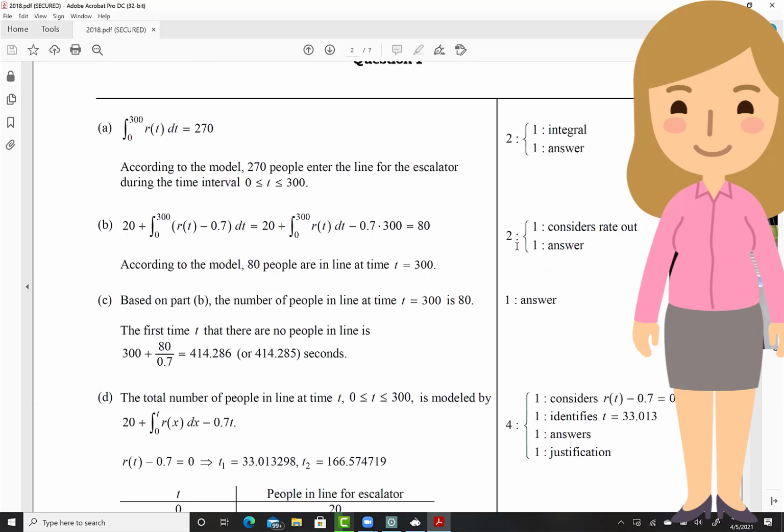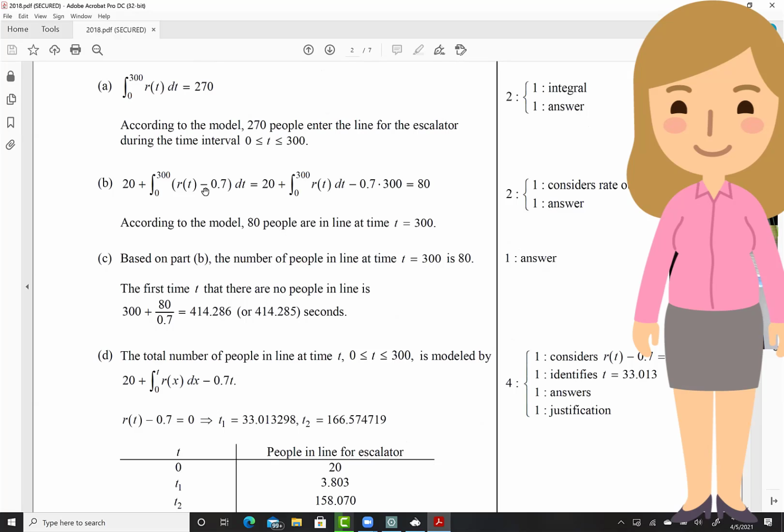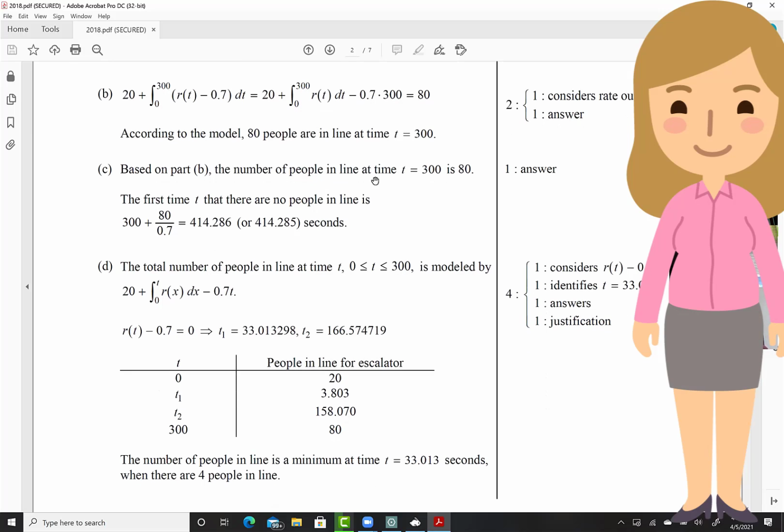Perfect. Number 2. So remember I told you guys that I saw a sneak peek. I don't actually like this one. I actually prefer 20 plus the integral 0 to 300 R(t) dt minus 0.7 times 300, but that's fine. No big deal. There it is. They got 80 people, and then they just wrote one real quick sentence. 80 people are in line at time t equals 300, and there it is, 2 points. Letter C. Based on part B, 300 is 80.